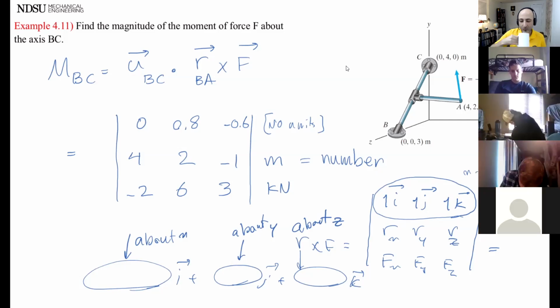Would it work if you did the cross product normally, just with the IJK, and then took the dot product with the unit vector? Yes, absolutely, yeah.